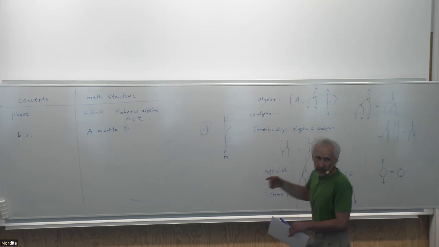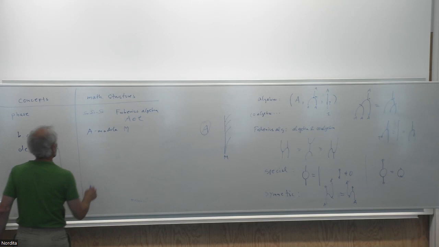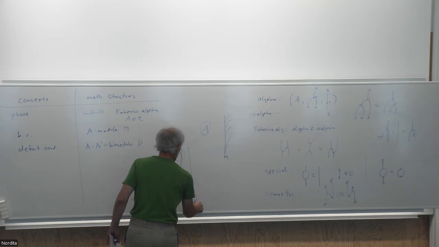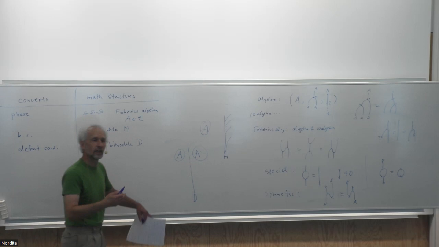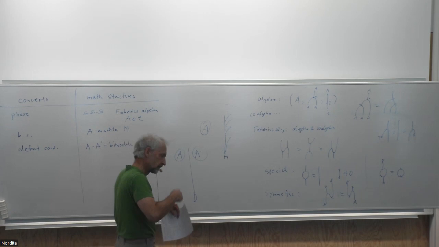Give me half a minute to go to the next line. What is a defect or defect condition? This is an A prime bimodule, called D. So we have the situation where we have a line defect. It separates two regions, and they are labeled in general by two different Frobenius algebras. I say the two regions here are in different phases, A and A prime. And what is a bimodule? It's a left module and a right module with the left and right actions compatible.